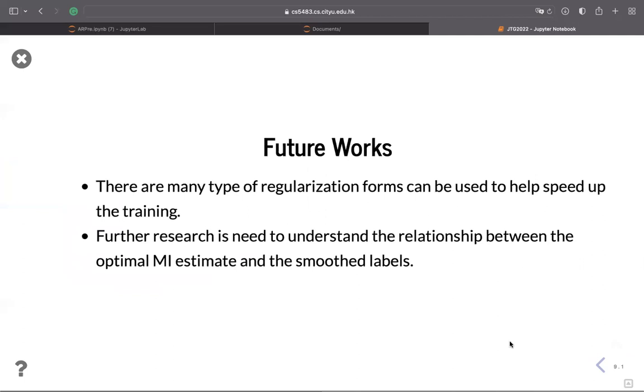In the future, many types of regularization forms can be used to help speed up training. And another research direction is that we need to understand the relationship between the optimal estimate and the smoothing labels.